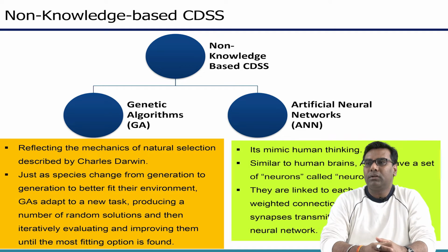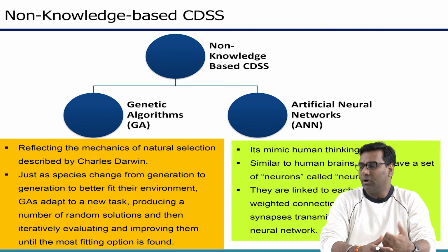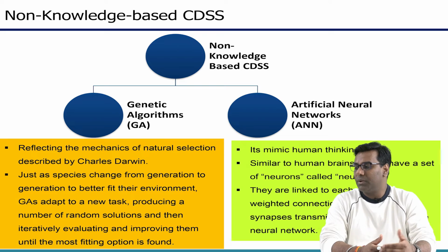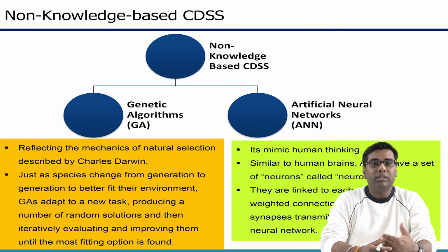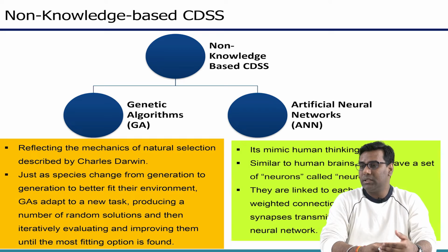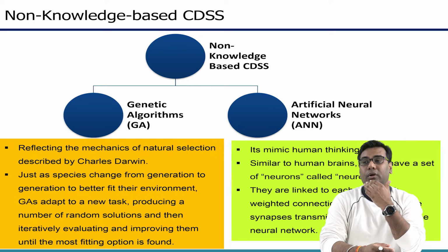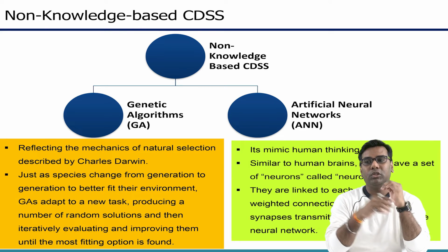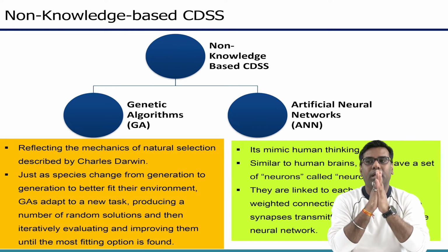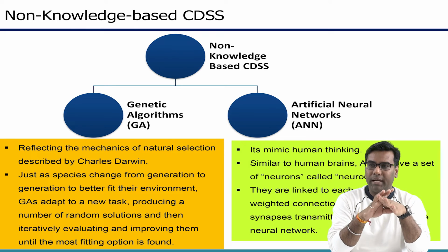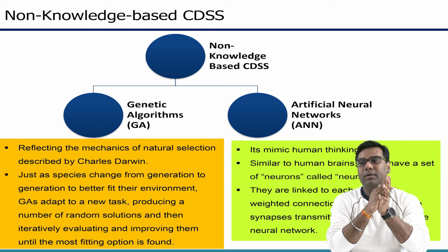So then the second, non-knowledge based system. This non-knowledge based system reflects the mechanics of natural selection that is described by Charles Darwin. So just as species change from generation to generation to better fit their environments. So we are talking about non-knowledge base. This non-knowledge based system has two main types: genetic algorithm and ANN, artificial neural networks.